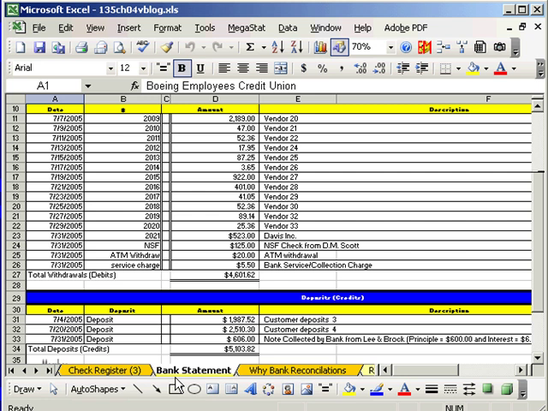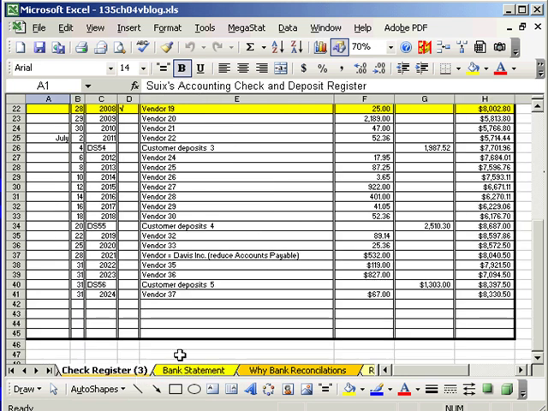Let's click on bank statement here. Notice it says NSF, not sufficient funds, so one of our customers bounced a check. ATM withdrawal, whoops, that one is hopefully over here. Service charge, that's definitely not in our records because we don't know about it until we see this. That is an example of something that the bank knows about that we don't know about. I don't see any service charge over here listed on ours.